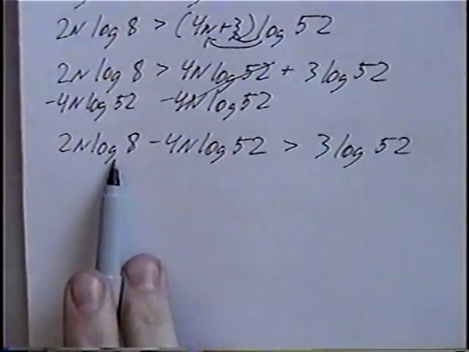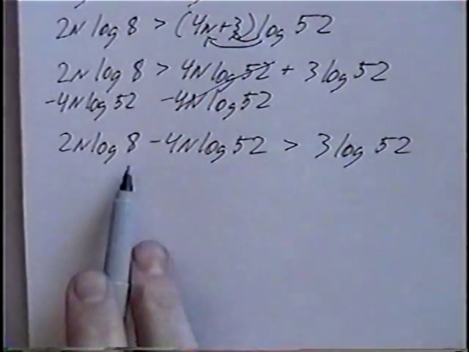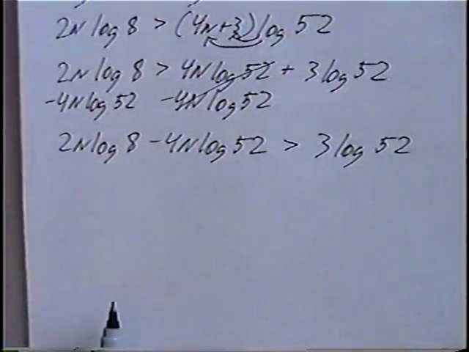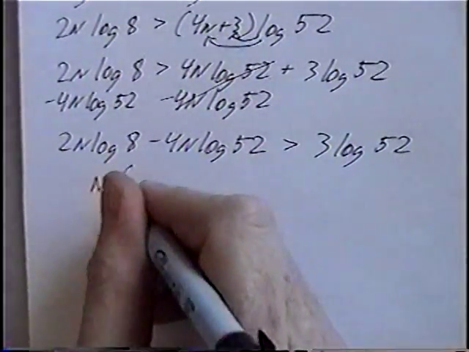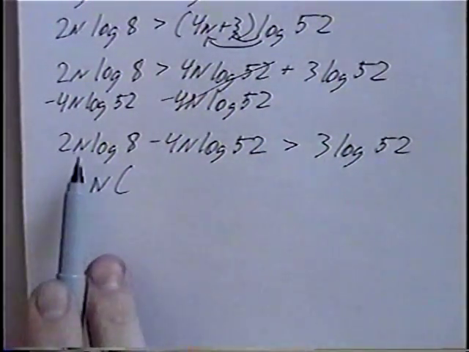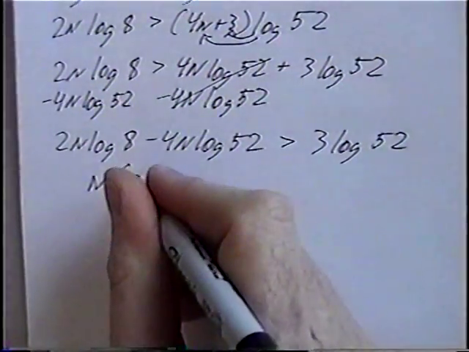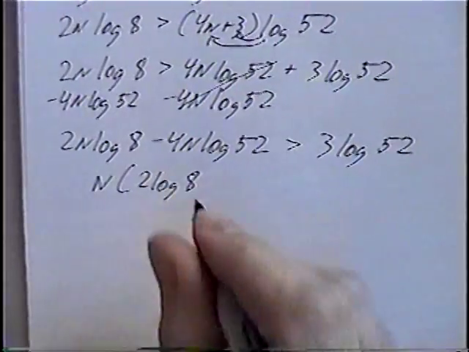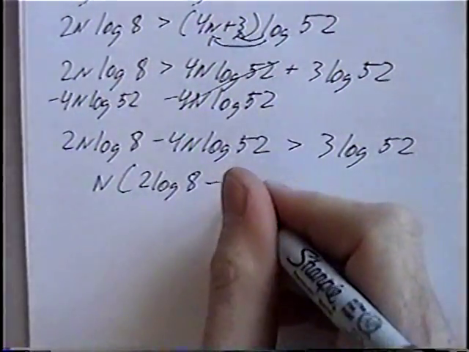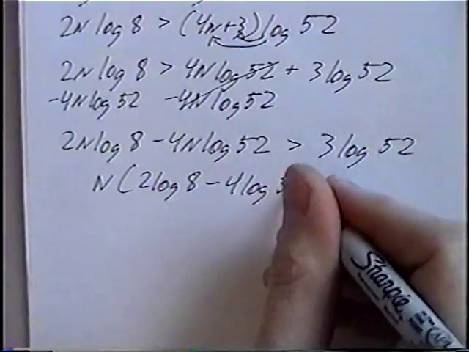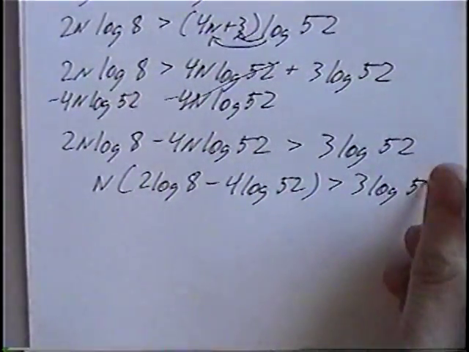If you wanted to, you could get decimals for each of these, multiply them by 4 and 2 respectively, and then solve for n. Without using a calculator, what we can do is factor out the n. That way n gets separated by taking out just the n. 2 log 8 would stay the same, and minus, without the n, 4 log 52 is greater than 3 log 52.